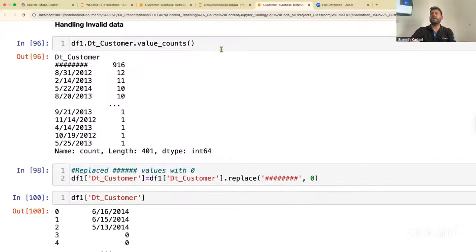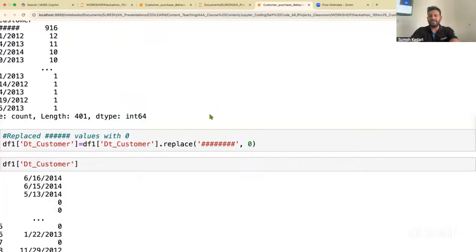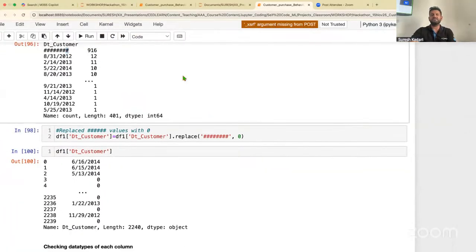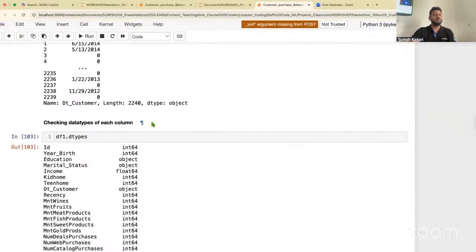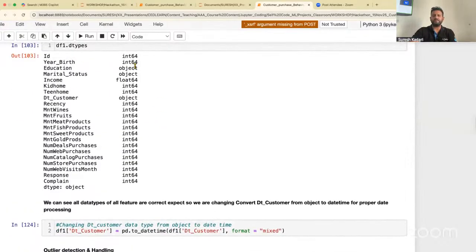Then value counts. I want to see how many independent values there are, and there are 12. So for the date customer, just a template. Then here, whenever there is this dash dash dash which is missing, I replace with 0. That should not be done, but I need to do something. Then I take data types. You see, everything is integer. ID, I don't care. Year of birth, how can it be integer?